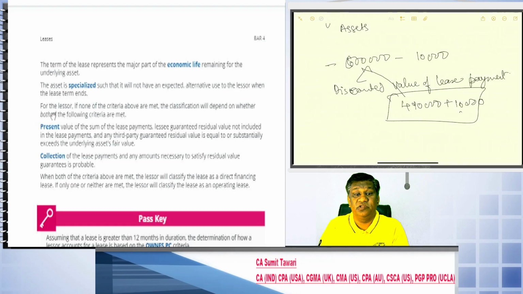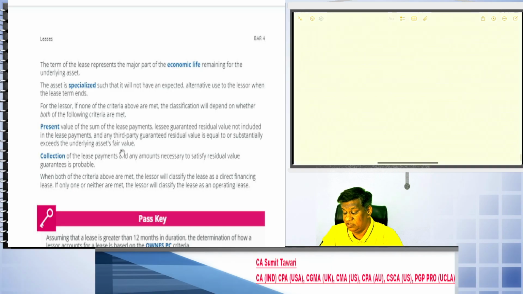Okay, so for the lessor, if none of the criteria above are met, the classification will depend on whether both of the following criteria are met. Means if it is not a finance lease, then we need to see these two elements. Okay, so the present value of the sum of lease payment, lease guaranteed residual value not included in the lease payment, and any third party guaranteed residual value is equal to or substantially exceeds the fair value of the underlying asset. Means what happens if the government gave a grant?